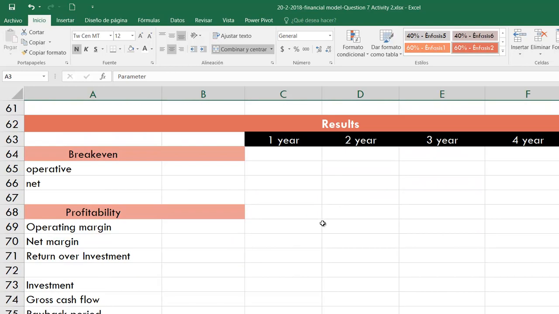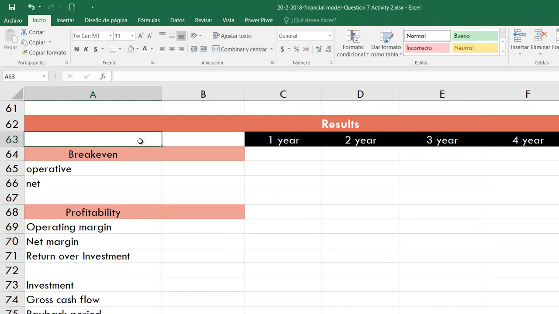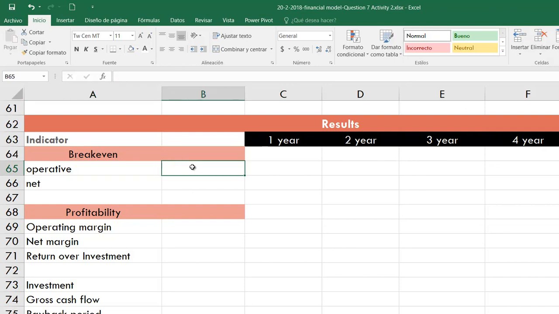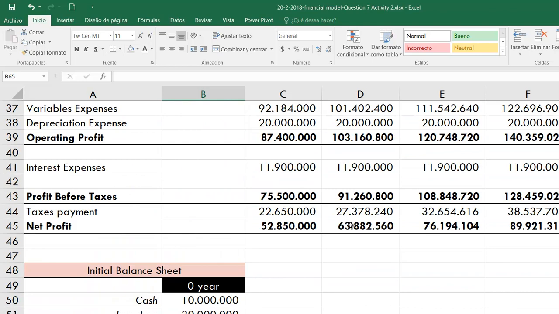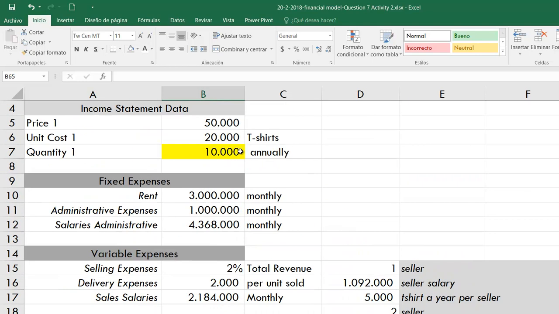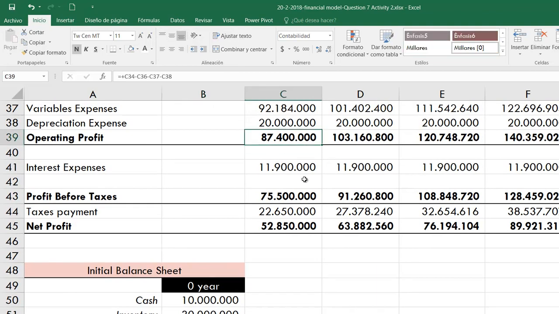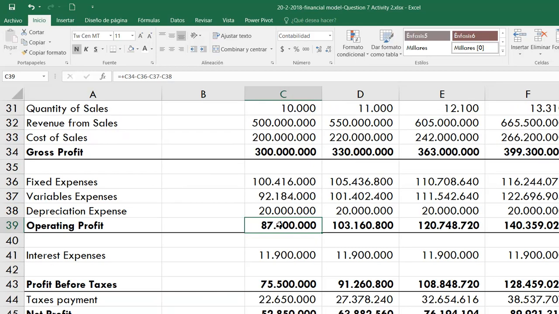But now we need to make some ratios or indicators so we can make decisions. So our first one could be the break-even quantity. By that I mean how many units I need to sell. So here in the operating profits I make no profit at all, so zero here.